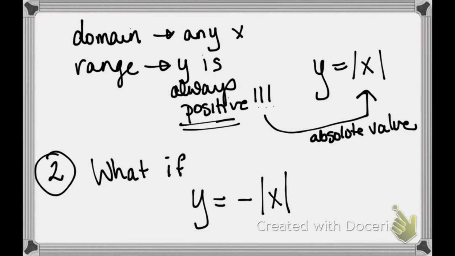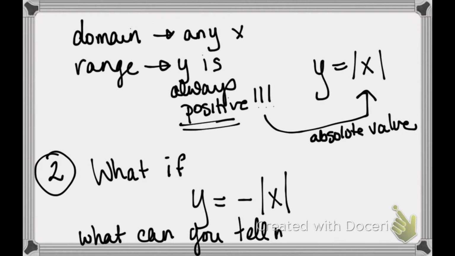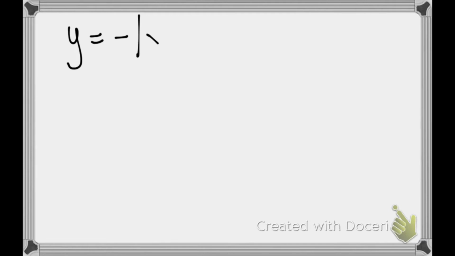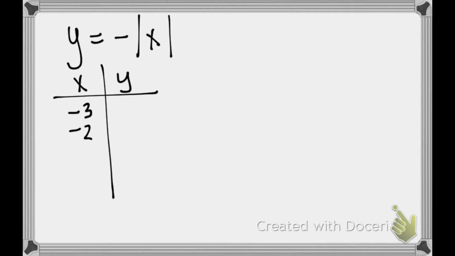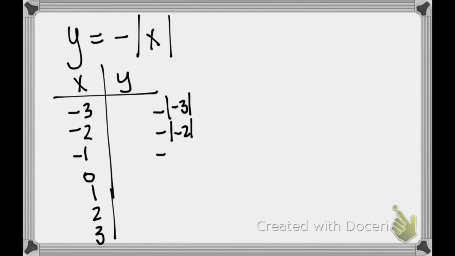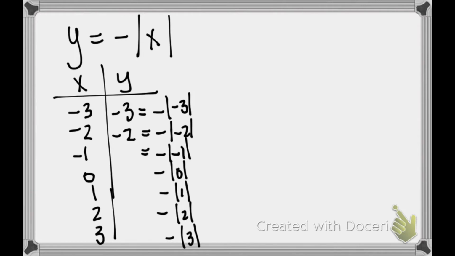So what if I gave you y equals negative the absolute value of x, where the negative is on the outside of the absolute value? What can you tell me about y? Well, let's think about it. You might know the answer, and if you don't, we could just plug it into a t-chart and see what comes out for y. I'm going to go from -3 to 3, and I have negative absolute value of -3. Negative absolute value of -3 is the negative of positive 3, which gives me -3. Everything's going to be negative of a positive, which gives me negative. Everything's either negative or 0.